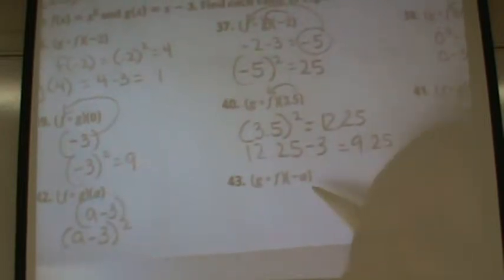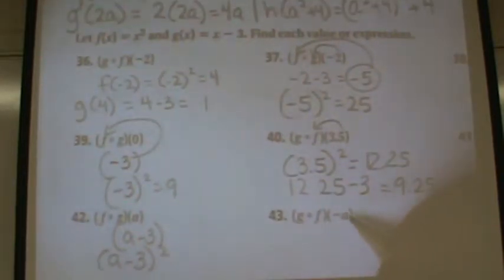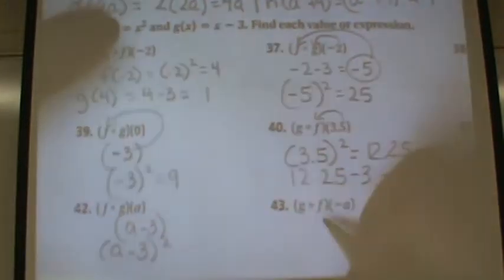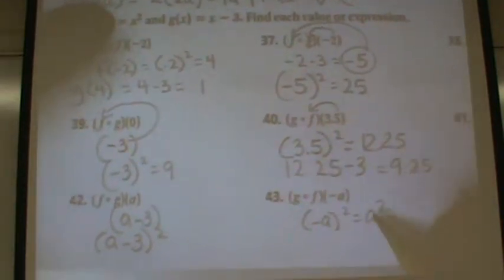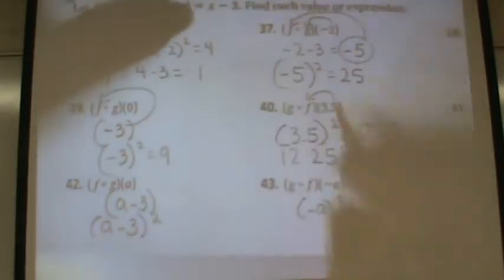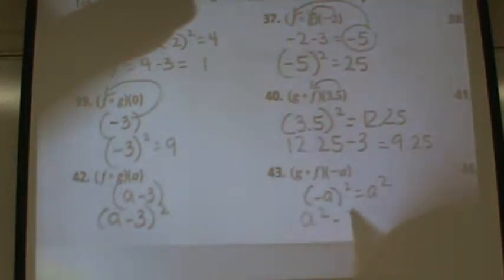Next one, negative a in the f function. Negative a in the f function, you're going to get negative a squared, which is a squared. And then a squared into the g function is going to be a squared minus 3.